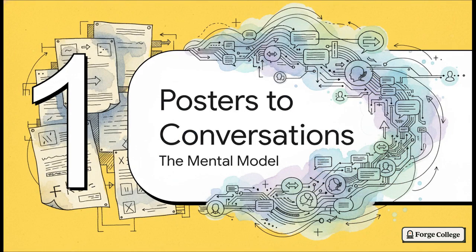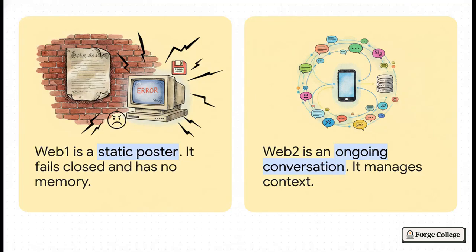All right, Section 1, Posters to Conversations, the mental model. To really wrap our heads around this evolution, I want you to think of Web 1 like a static poster on a brick wall. It was strictly one-way communication, right? The server had absolutely zero memory of who you were, and if something broke, it just failed closed. I mean, we've all been there. You fill out this massive, endless registration form, you finally hit submit, and boom, the page reloads and everything vanishes because you missed one tiny field. It was agonizing.